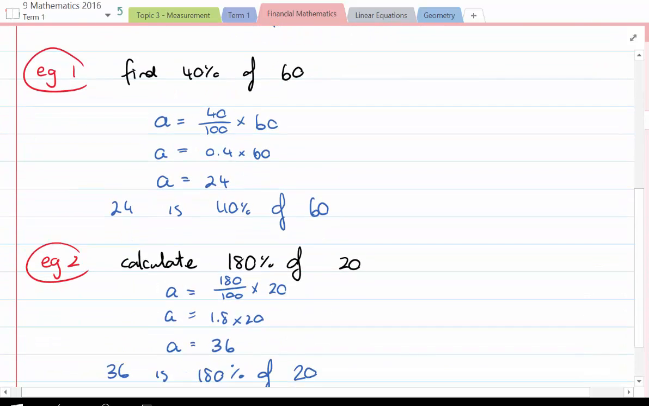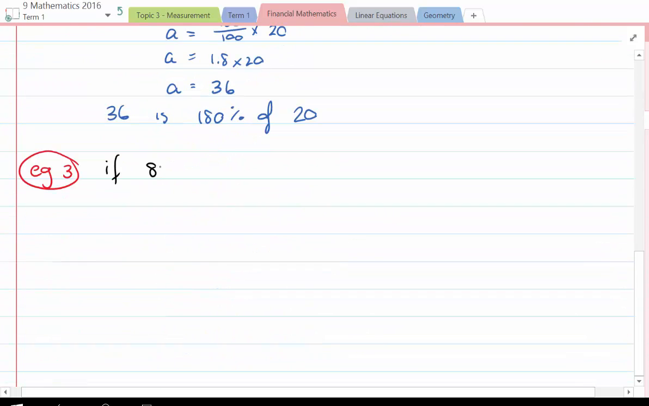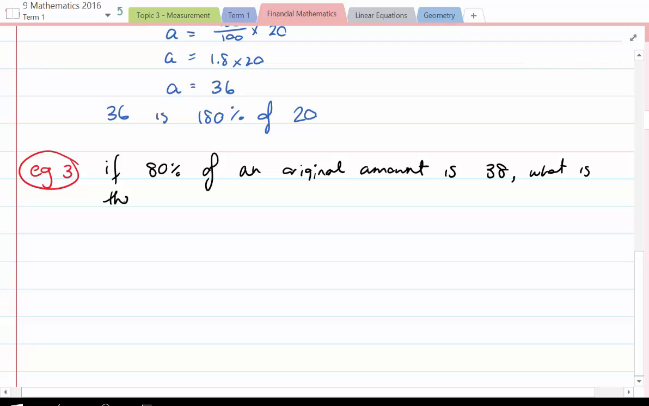So now we're going to look very quickly at using the rule to work backwards and find that original amount. So if 80% of an original amount is 38, what is the original? Then we need to look at what we've got. So we know that the percentage is 80%. We know that the original is unknown and that the amount is 38.